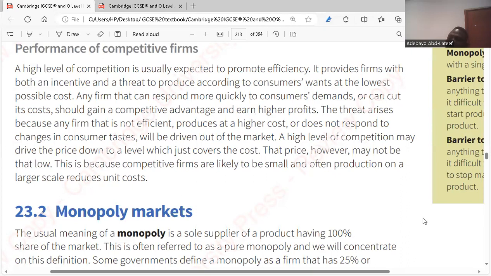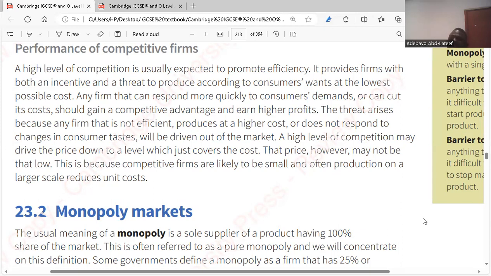So you are going to be a competitive firm if you are able to manage your allocative efficiency and productive efficiency well, because that gives you a competitive advantage over your competitors. The threat arises because any firm that is not efficient produces at a higher cost or does not respond to changes in consumer taste. Look at what we said earlier. We said the performance of a firm in a competitive market is based on how it can allocate its resources and how it can produce its goods.